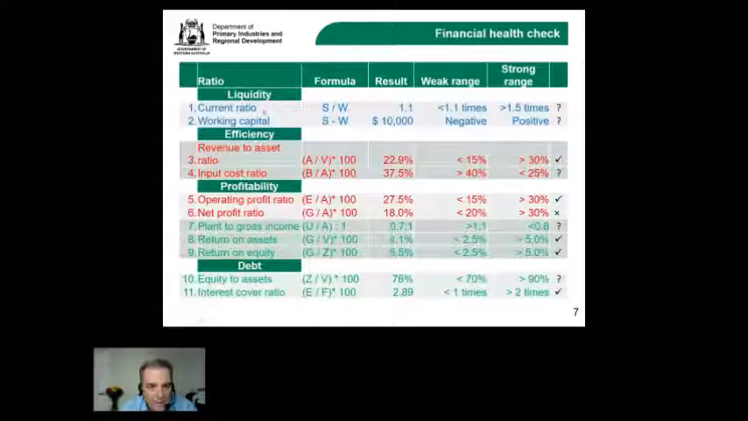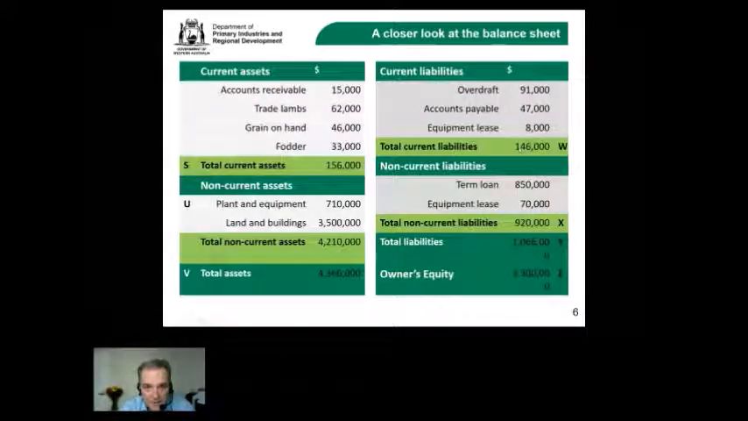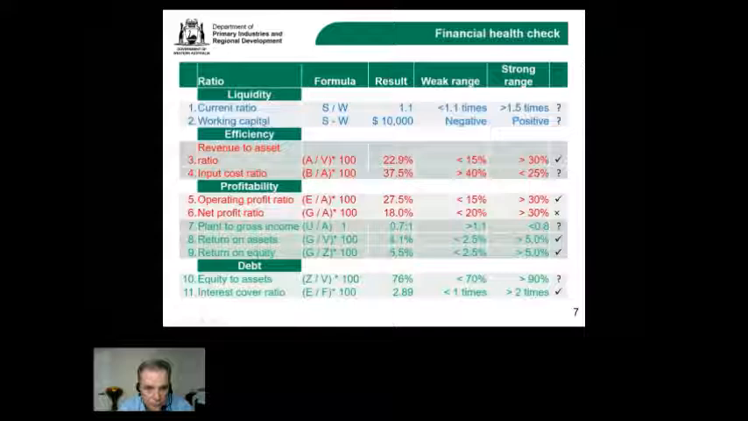So by dividing our assets into current and non-current, and our liabilities into current and non-current, we can now take our current assets and divide them by our current liabilities. So if you look up the balance sheet, you'll see S beside current assets and W beside current liabilities. So we've got 156 as things that will turn into cash in the next 12 months, and then we've got 146 as things that need to be paid out in the next 12 months. So that difference between the two we call working capital. Take away your current liabilities, and you end up with working capital, which is ratio number 2 there. And in our case, 156 minus 146 gives us $10,000.